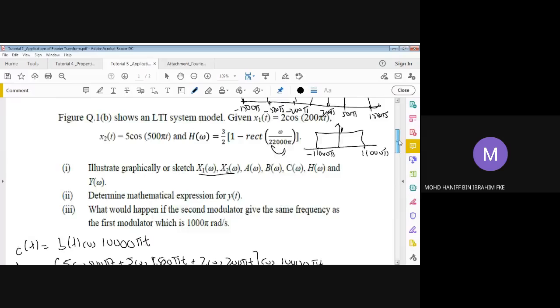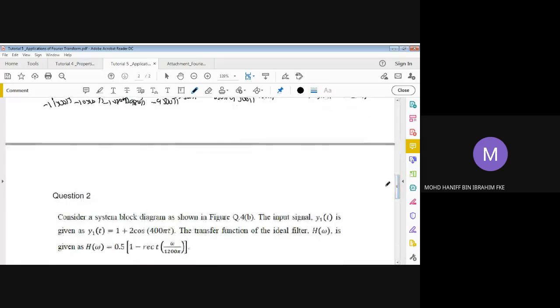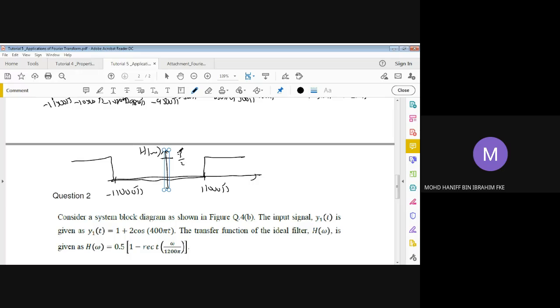So with this, you are supposed to get your H omega finally. H omega should look like this. This is your negative 11,000 pi, that should be positive 11,000 pi. That should be the pattern of your H omega. It should have the amplitude of 3 over 2. Okay, so that should be how your H omega looks.